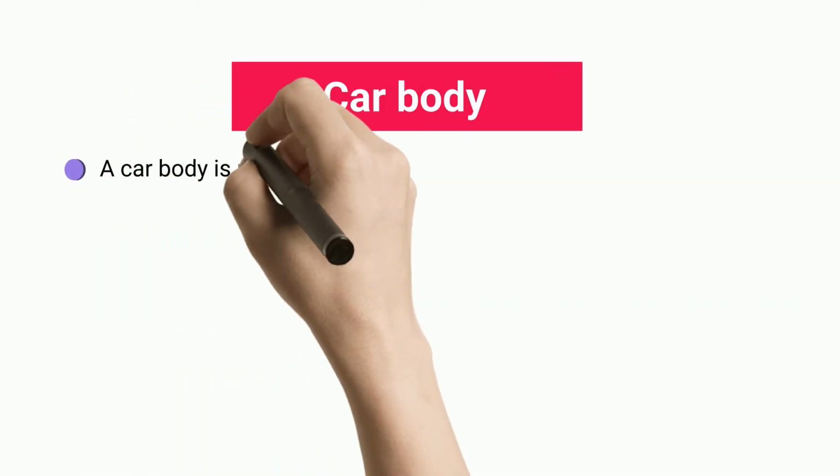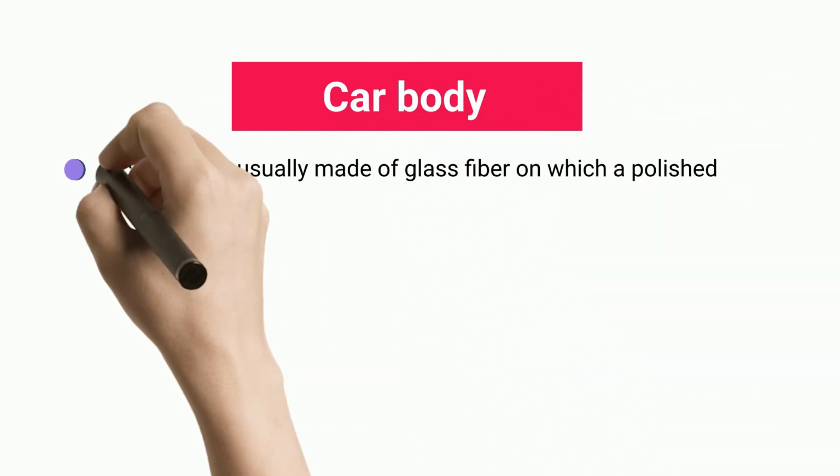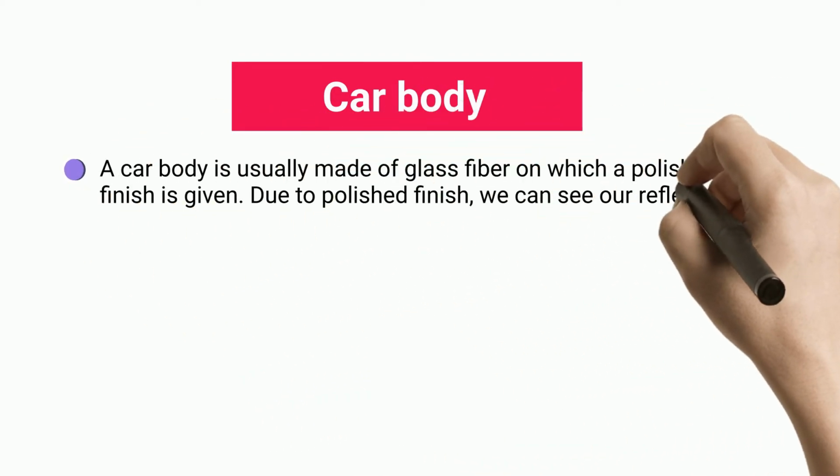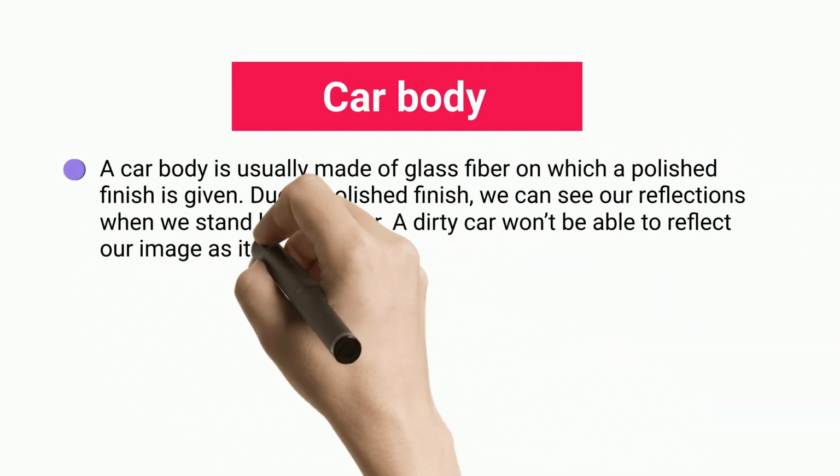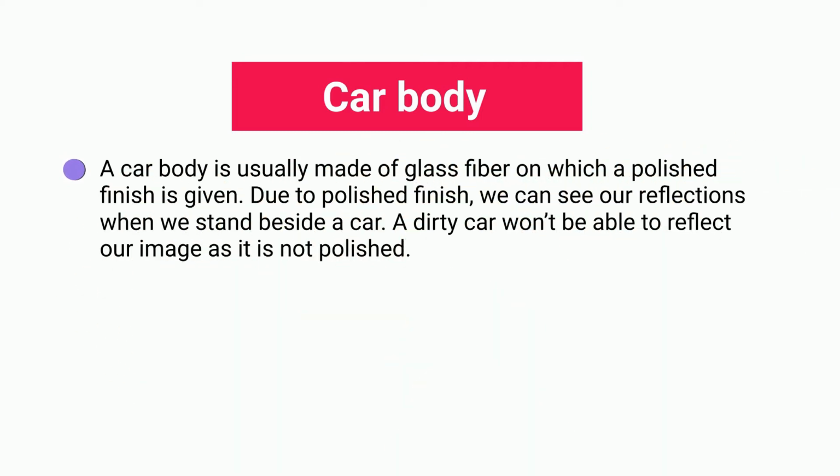Car body. A car body is usually made of glass fiber on which a polished finish is given. Due to the polished finish, we can see our reflections when we stand beside a car. A dirty car won't be able to reflect our image as it is not polished.